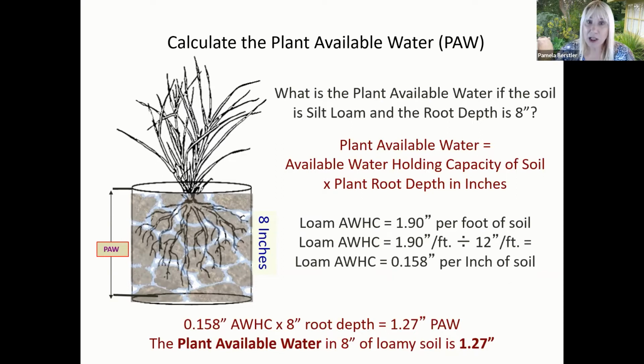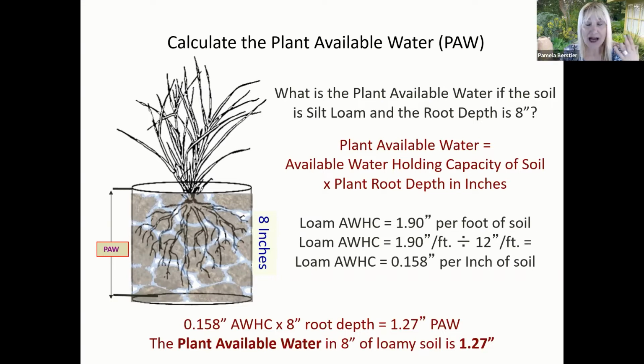So we find out that loamy soil has 1.90 inches of water per foot of soil. To convert it into inches of soil, we just divide by 12. And that tells us that we have 0.158 inches of water per inch of loamy soil.